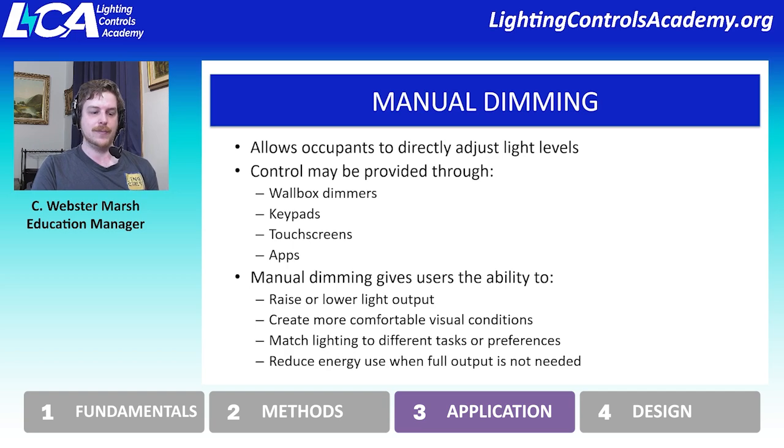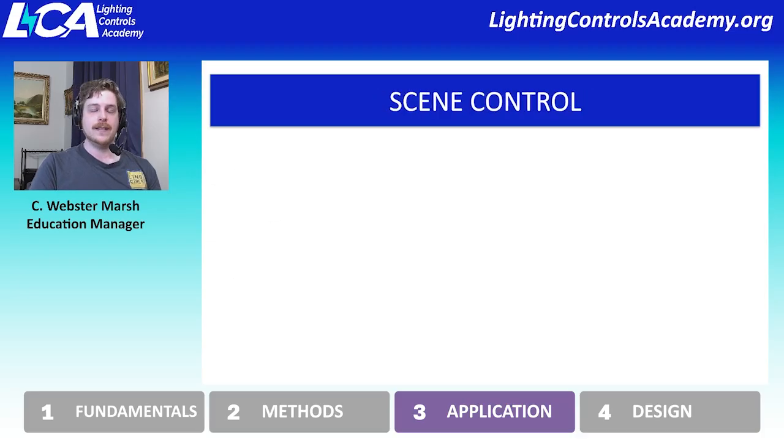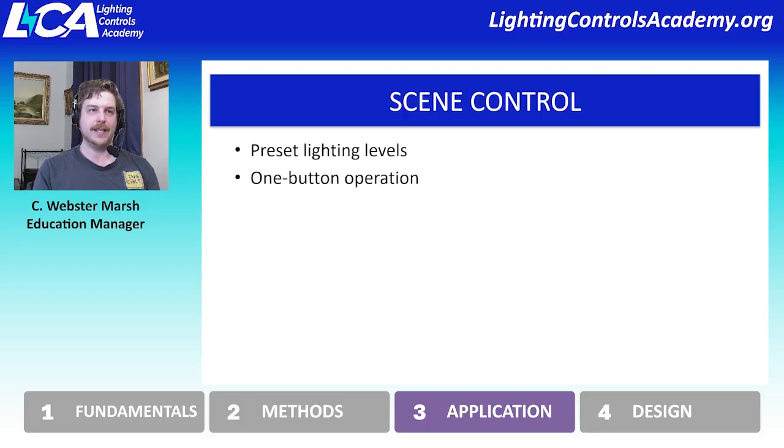So people could manually adjust the intensity of the lights in their space if they don't need them on at full output. They can save energy by making that reduction themselves. Scene control is a little bit more advanced than just manual control, which is where we have preset light levels recorded into a scene. Typically, it's a one-button operation where you just push a button and it goes to that pre-recorded look. And it is meant for recurring activities.